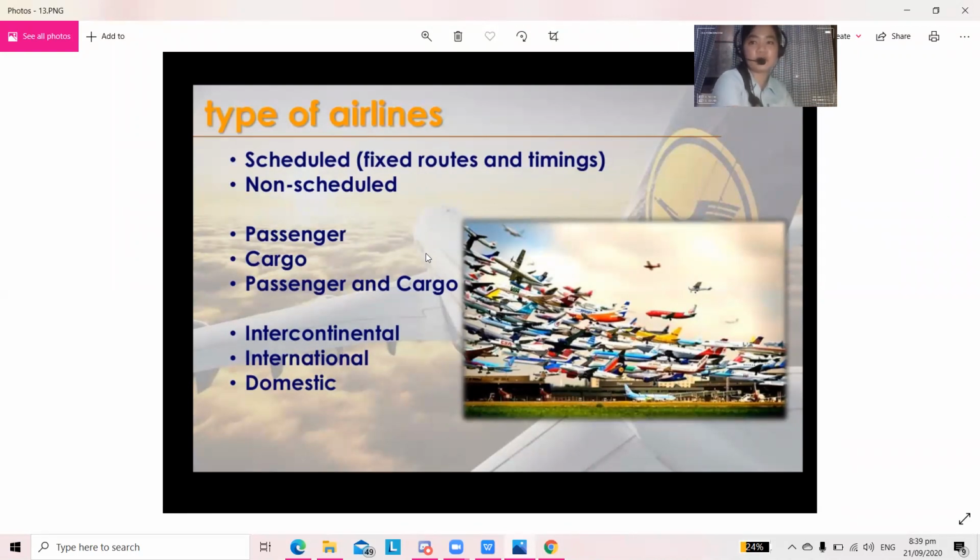So, you have an international flight, no? For example, Philippines to Japan. So, out of the country, or out of the country of origin. When we talk about a domestic flight, it's within the country. Like, for example, from Manila to Cebu, or from Cebu to Palawan.